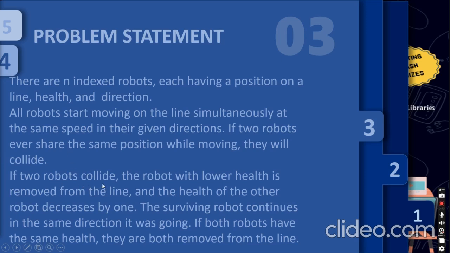If two robots collide, the robot with lower health is removed from the line and the health of the other robot decreases by 1. So after collision, the robot which has lower health will be destroyed, and the other robot which survives this collision, its health will be decreased by 1. The surviving robot continues in the same direction it was going. If both robots have the same health, they are both removed from the line. This means that if both the robots have the same health, after collision, both of these robots will be destroyed.